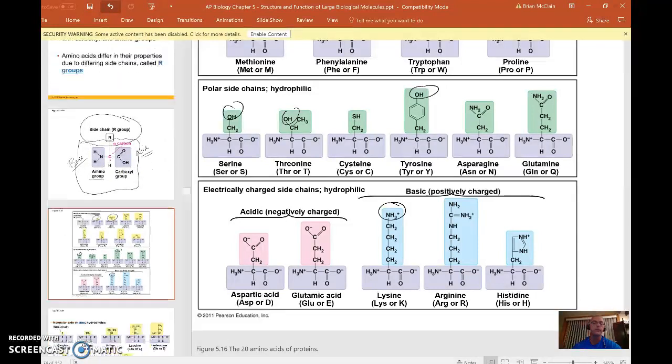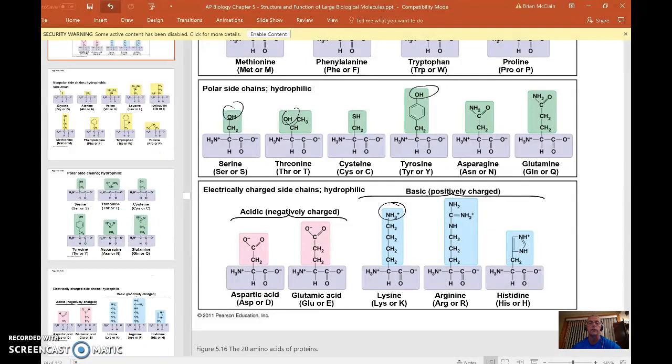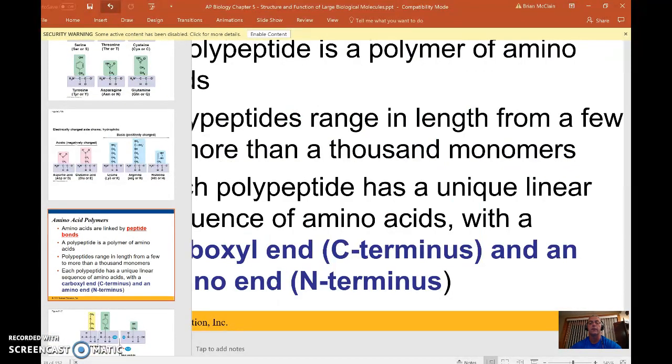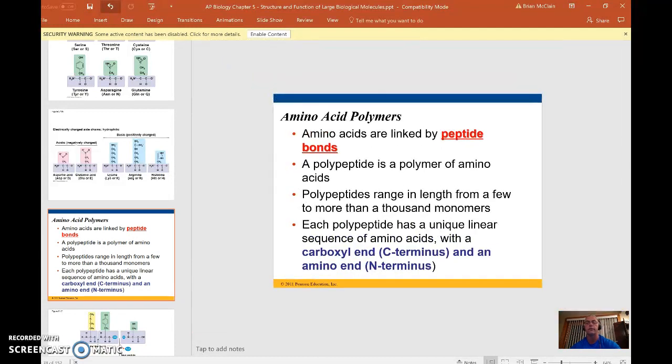So the idea is the R side grouping is really what's going to give it uniqueness, but the main structure is going to be the same pretty much in all the scenarios.